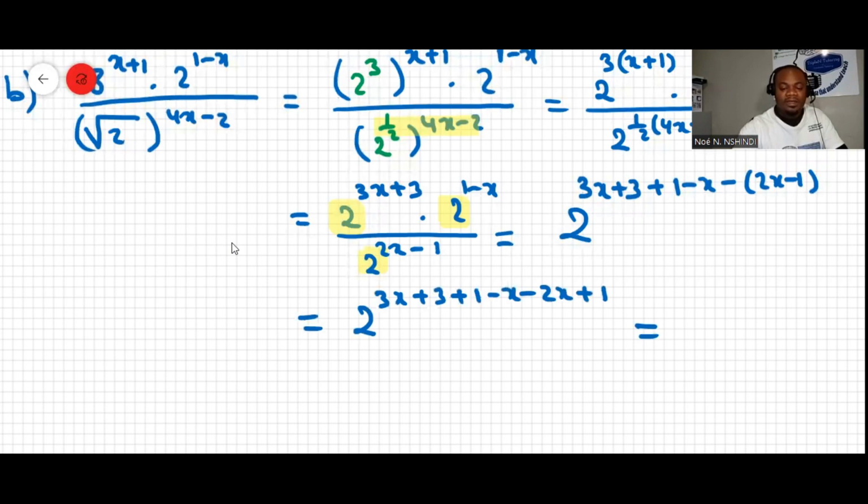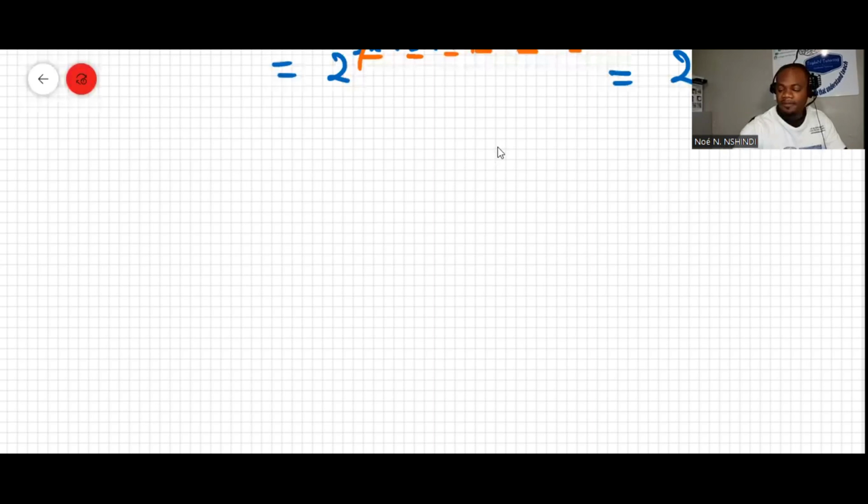And then this makes what? 2 to the power of, we can do 3x and negative x and negative 2x, all these cancel. And then 3, 1, and 1 there makes 6. So that makes 2 to the power of 6, which is equal to 64. Now we can also do question C.